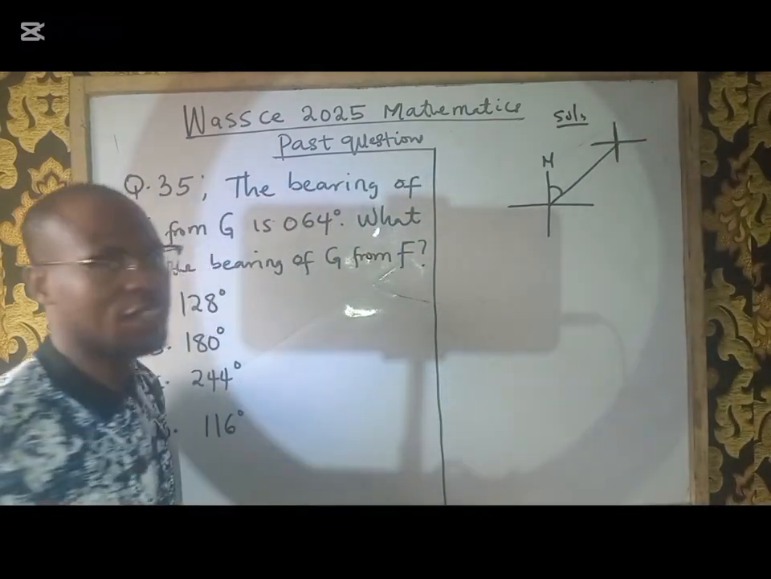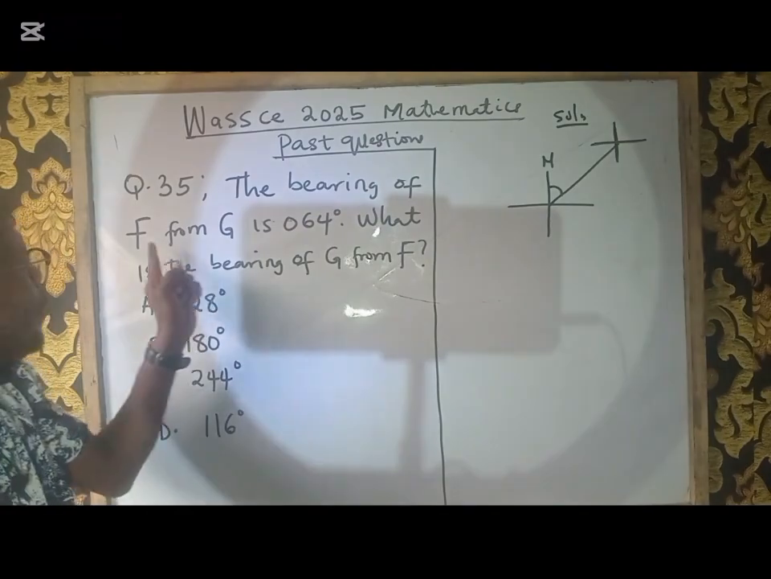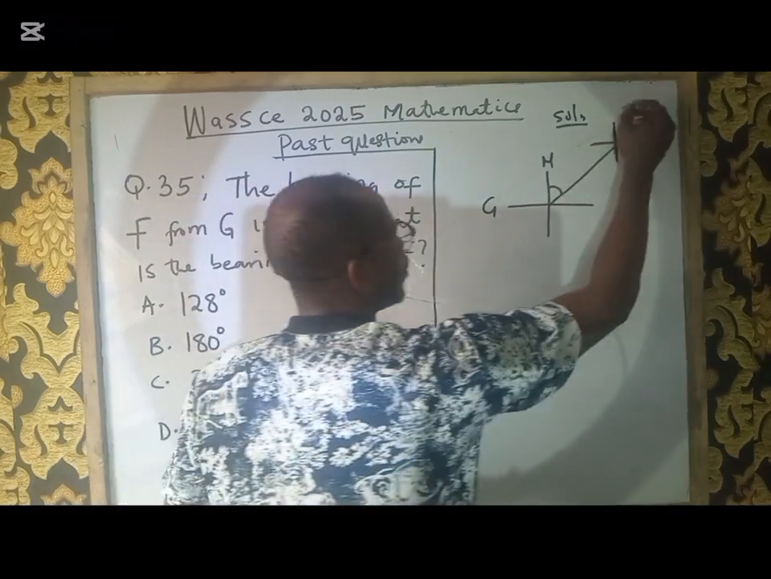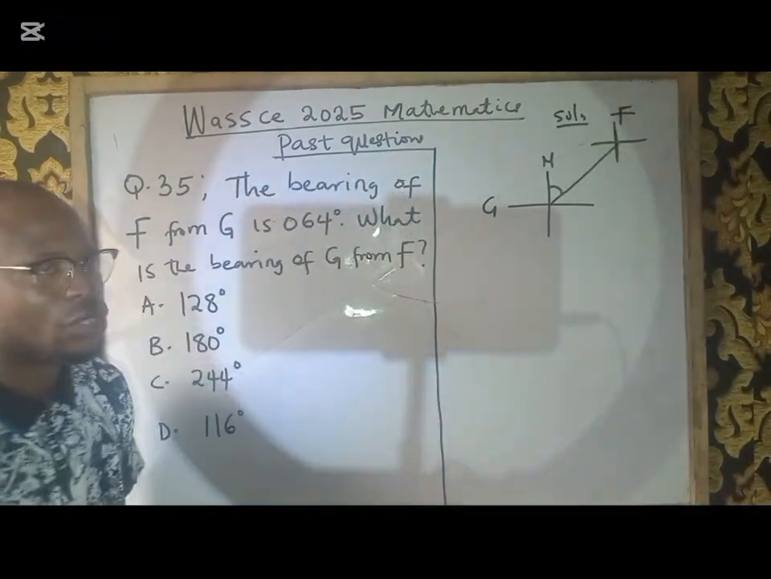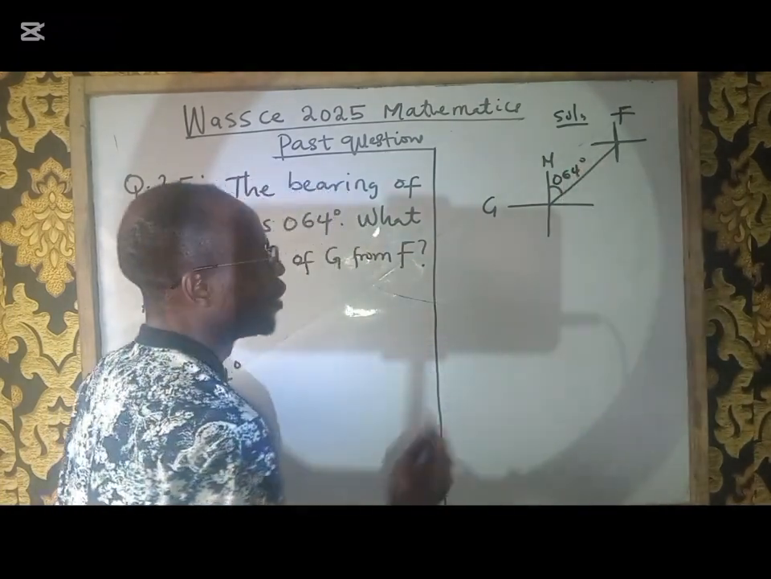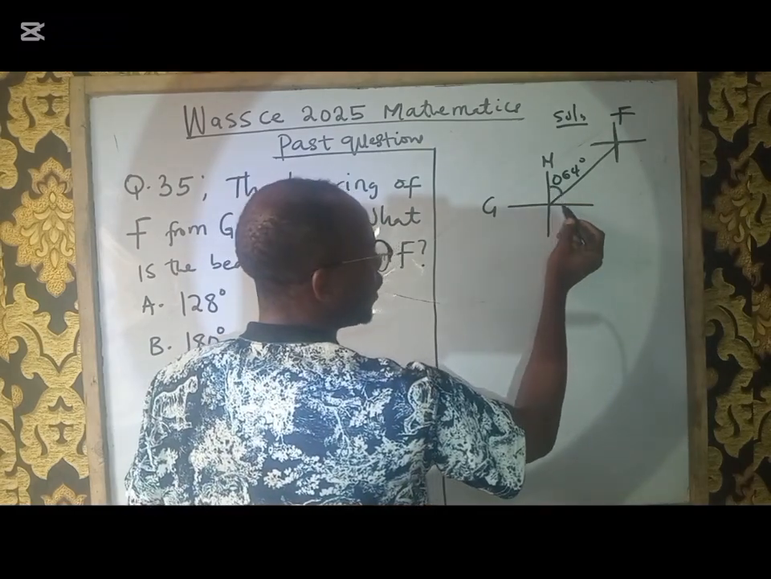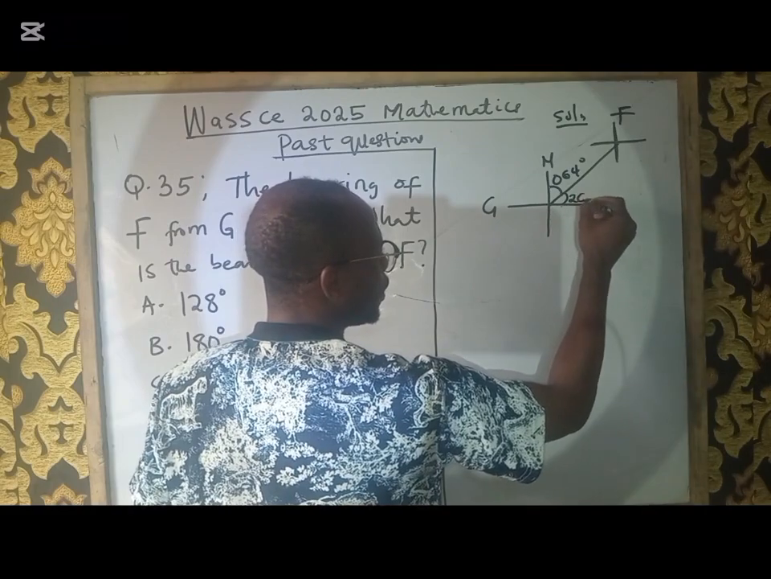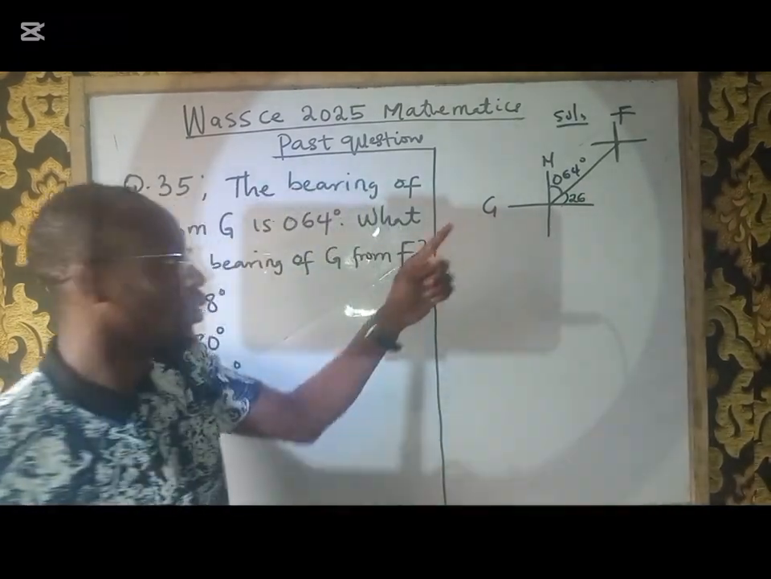Then you put another cardinal point at that point. F from G, that means this is going to be G. So F is coming from G. So this is F. Do you understand? So let me place the value 064 degrees. From here to here is 90, and here is already 064, that means here is going to be the remaining 26, because when you subtract 64 from 90, you have 26.